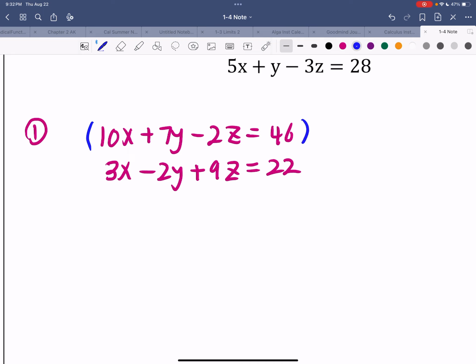All right, step number one. Let's try to get rid of x. So I'm going to multiply by 3 on top, 10 in the bottom. I'm going to put negative to one of these two. This time, I'm going to put negative to the bottom. All right, use decimals for you guys.